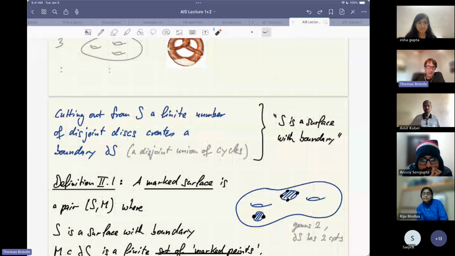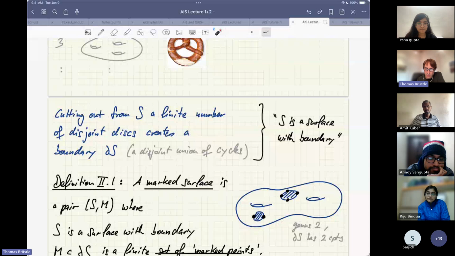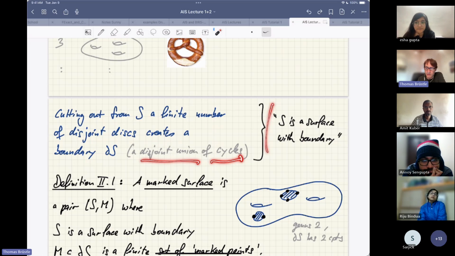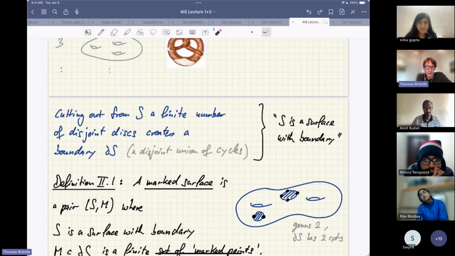This was closed. Now I create a boundary component here. This is one circle. I create another boundary component here. This is another circle. So cutting out a number of disjoint disks from a surface creates a boundary denoted delta S, and the boundary is a disjoint union of circles. Now such a thing I call a surface with boundary. A surface with boundary is a surface where I cut out disjoint disks. That's good so far.